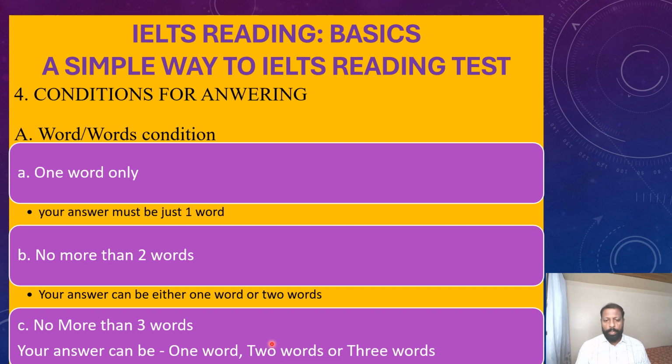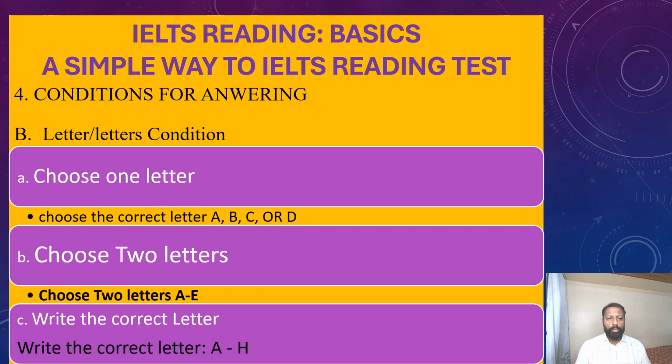As I told you, it depends on the context and the type of question that you are dealing with. So this is the first type of condition, word or words condition. Let's move on to the second type, say letter or letters condition. For example, there would be questions that demand you to choose 1 letter, especially MCQs, multiple choice questions.